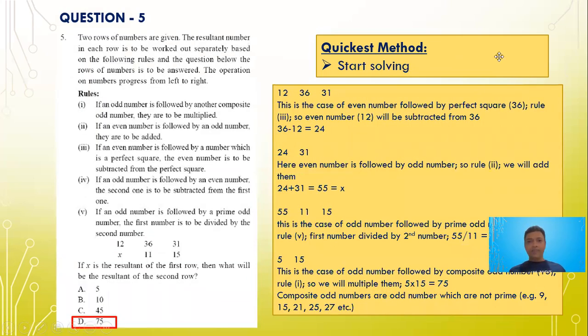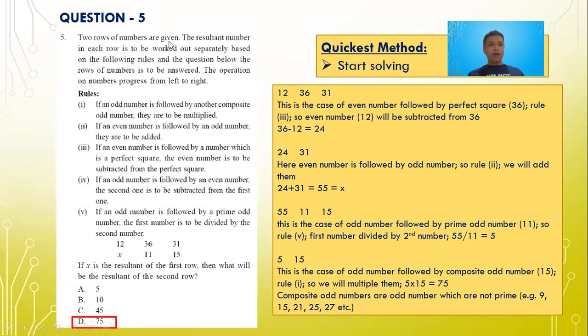Okay, next one. Two rows of numbers are given. The resultant number in each row is to be worked out separately based on the following rules, and the question below the rows of numbers is to be answered. The operation on numbers progresses from left to right. If an odd number is followed by a composite odd number, then they are to be multiplied. Now let's start solving.